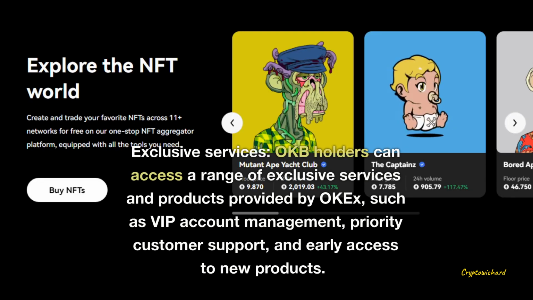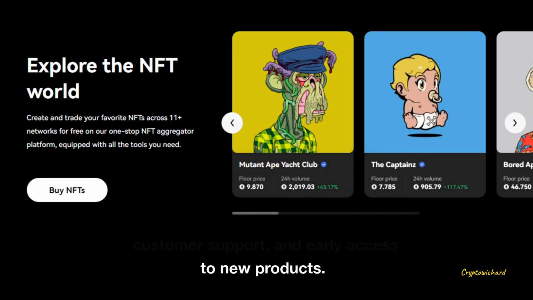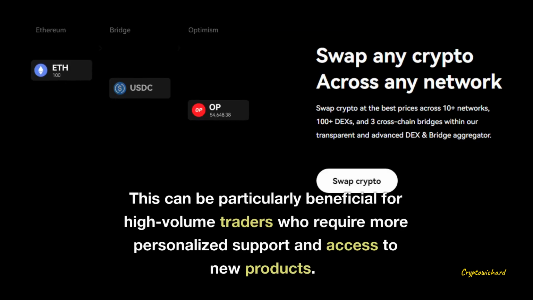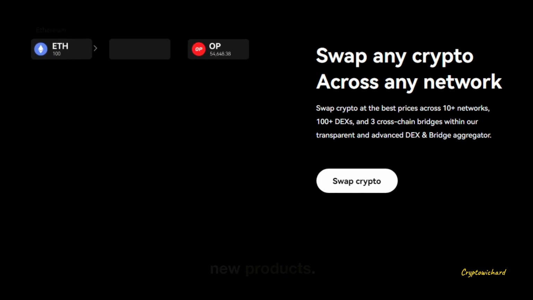Exclusive services. OKB holders can access a range of exclusive services and products provided by OKEX, such as VIP account management, priority customer support, and early access to new products. This can be particularly beneficial for high-volume traders who require more personalized support and access to new products.